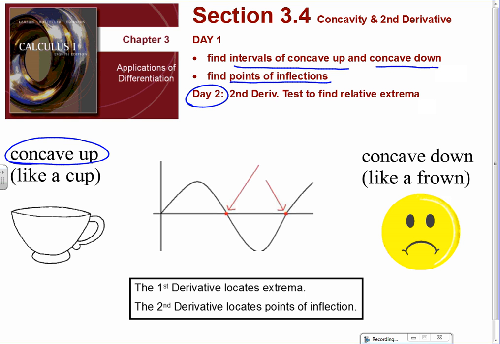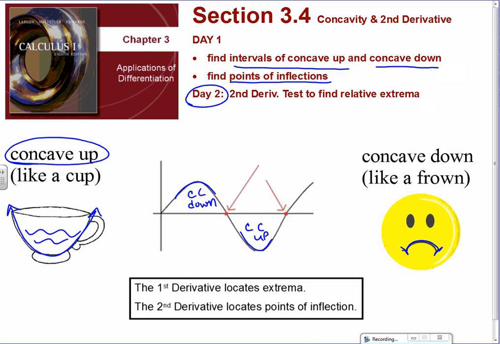Concave up. One easy way to remember that is it's up like a cup. If your function would hold water, then it's concave up. For example, I have concave up in this region, up like a cup. Otherwise, the other option we could have is concave down like a frown. And in this region, I would be concave down.